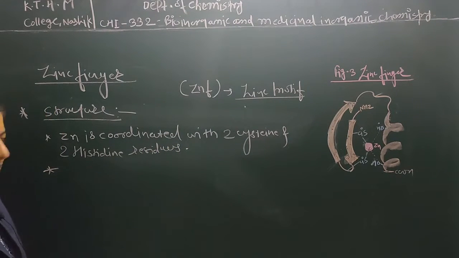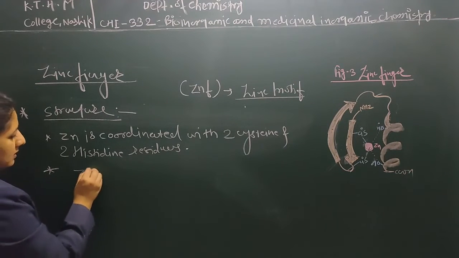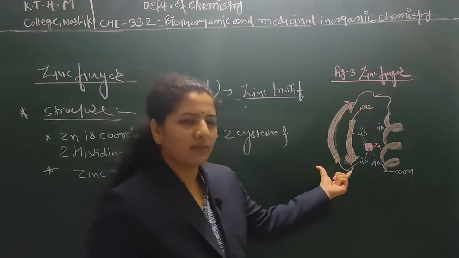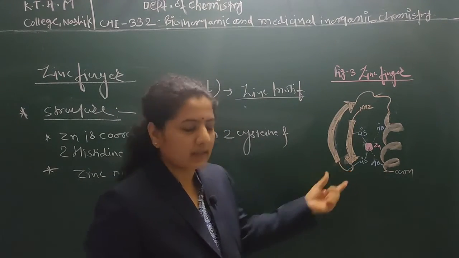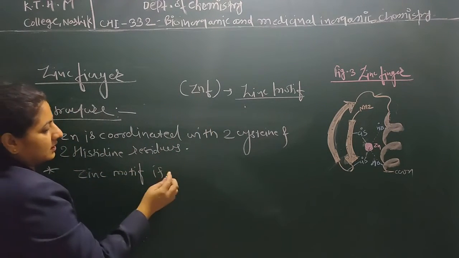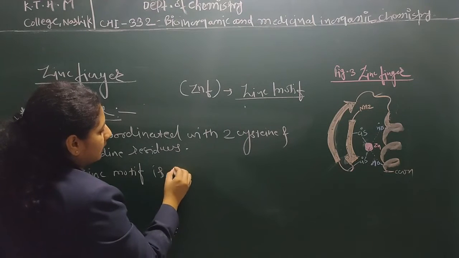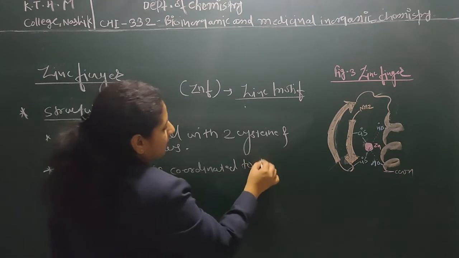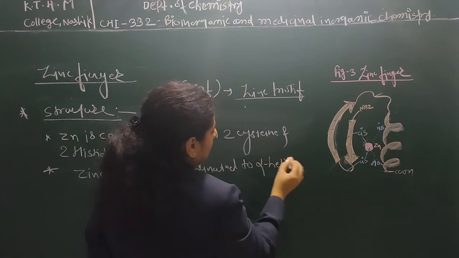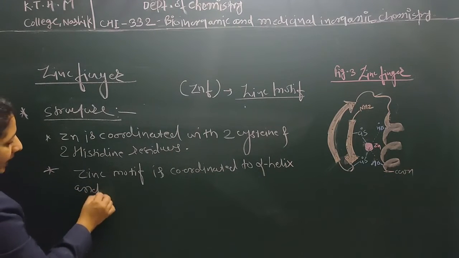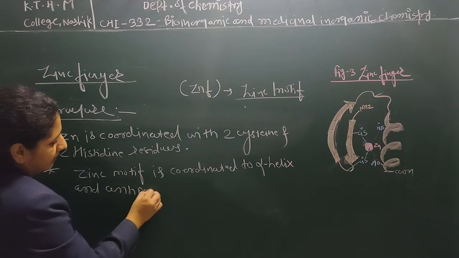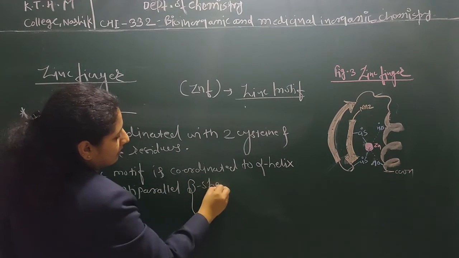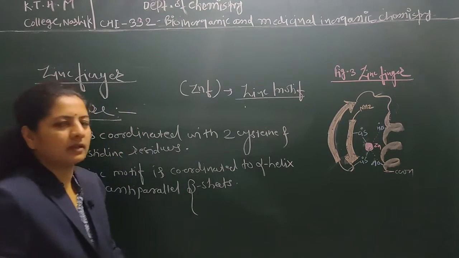Zinc finger is also called a zinc motif, and what is meant by motifs we already discussed. Now the zinc motif is coordinated to an alpha helix and antiparallel beta sheets. So these are the structures of protein.